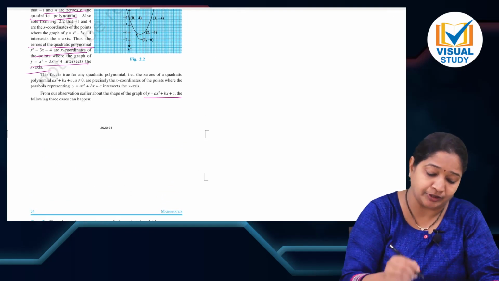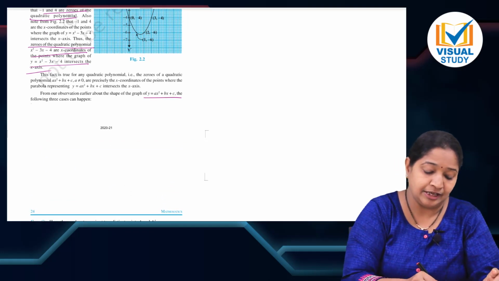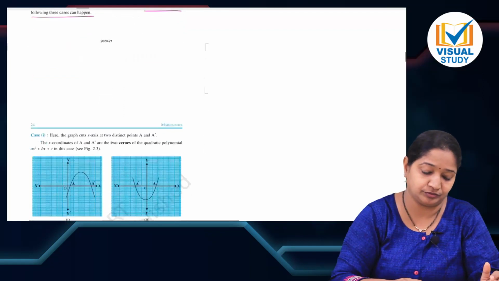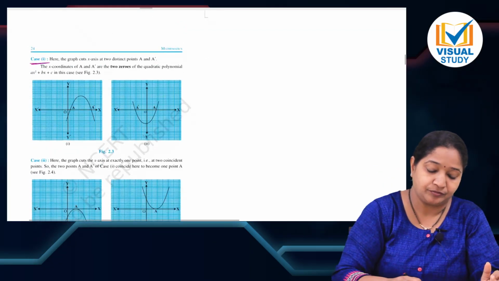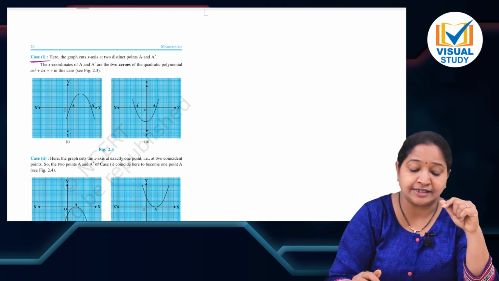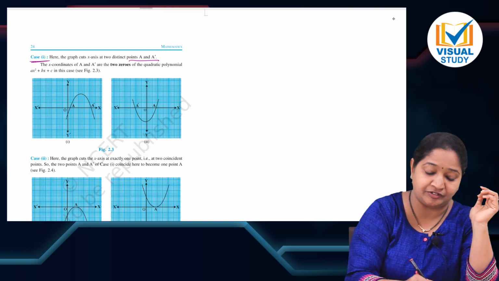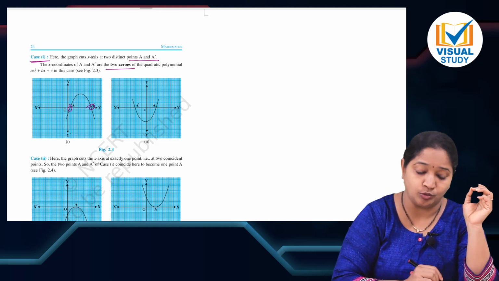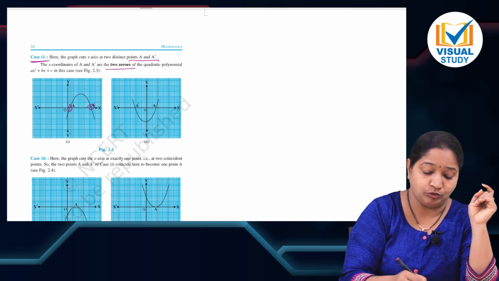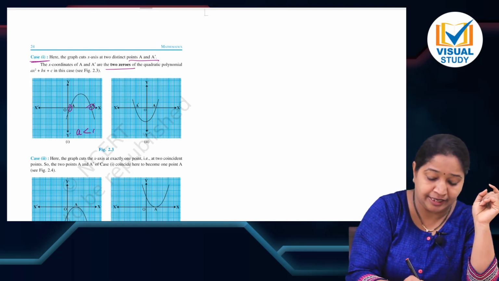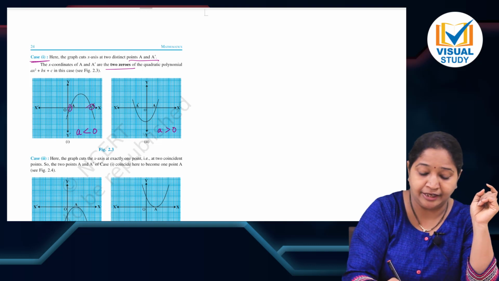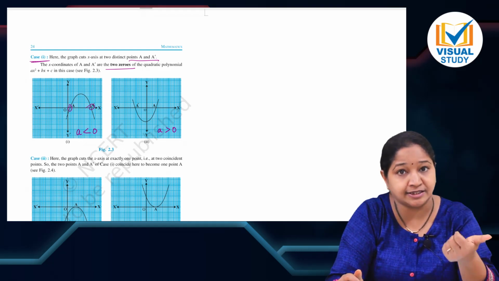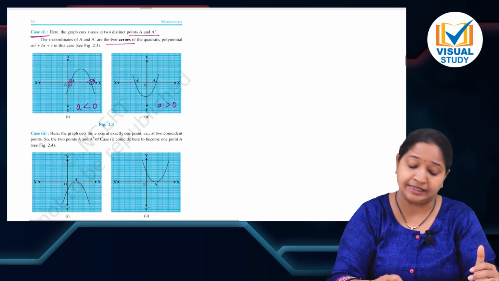Now, in a quadratic polynomial, 3 cases can happen. First one is, the graph cuts the x-axis at 2 points. They have given us those, that is A and A dash. So, the zeros are 2. It may be upward or it may be downward. When it is downward, then a is less than 0. And when it is upward, a is greater than 0.